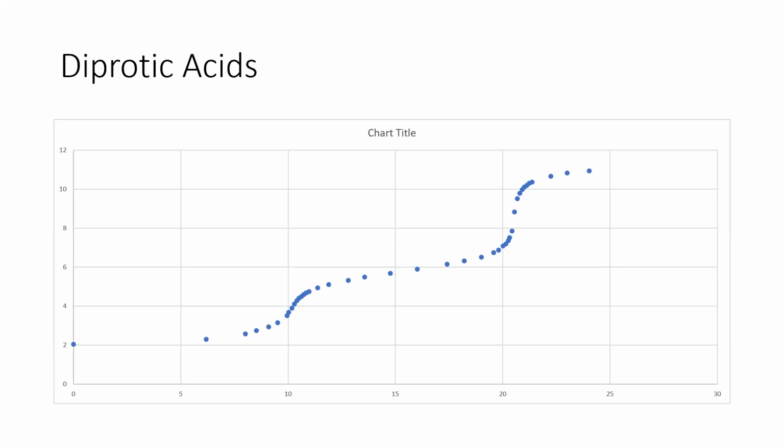Because I have 2 places where I have this rise, I actually have 2 equivalence points. The first equivalence point is going to be on the left-hand side, and the second equivalence point is going to be on the right-hand side. Now, usually the second equivalence point is easier to see. So you can see here it's more vertical in the second equivalence point than it is in the first equivalence point. And so often that's the one we use for our calculations.